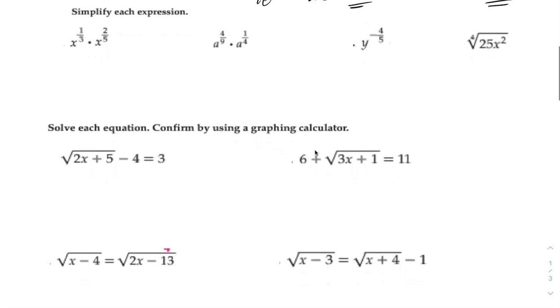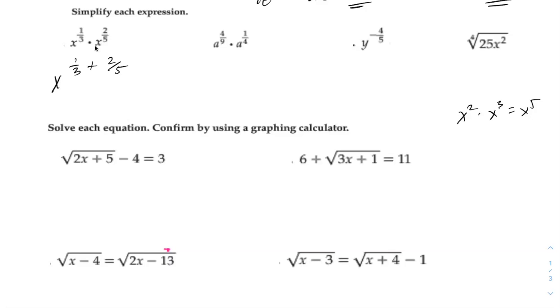Simplify each expression. So they want to simplify these expressions here. Since you're multiplying them, you just add the powers. Power times power is adding them. It's like if I gave you x squared times x cubed, you should be like, oh, it's x to the fifth. What's going on here? x to the 1/3 plus 2/5.